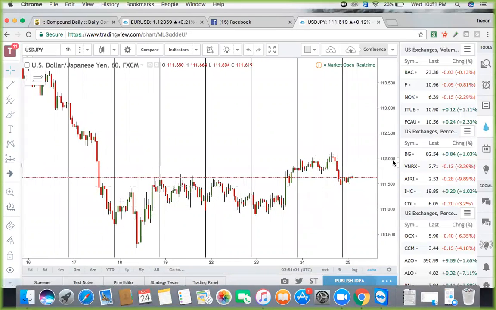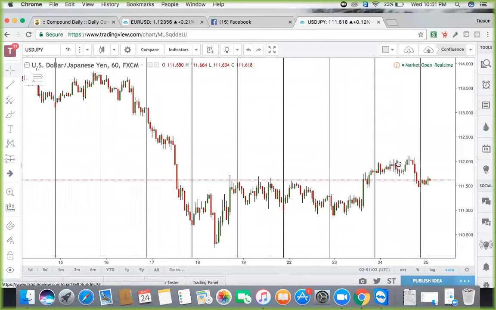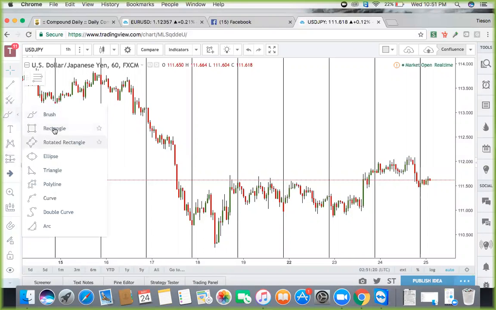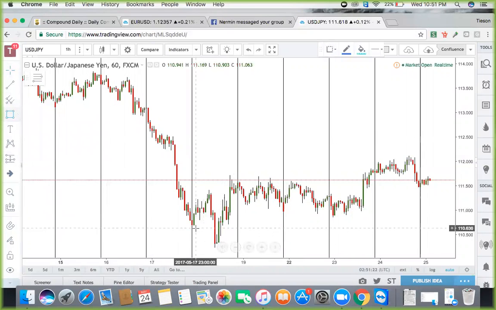So USD JPY is really ugly. It's been in this kind of box, but wow, I don't know. Oh, wow, they changed their TradingView. Must have done an update because this all looks weird. But anyway, you saw that this is obviously in a little box. All right.